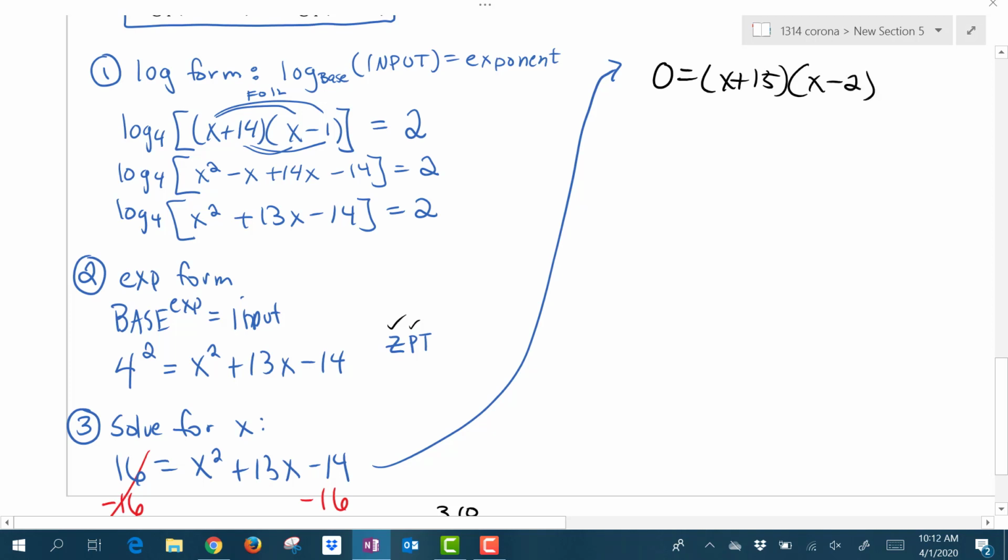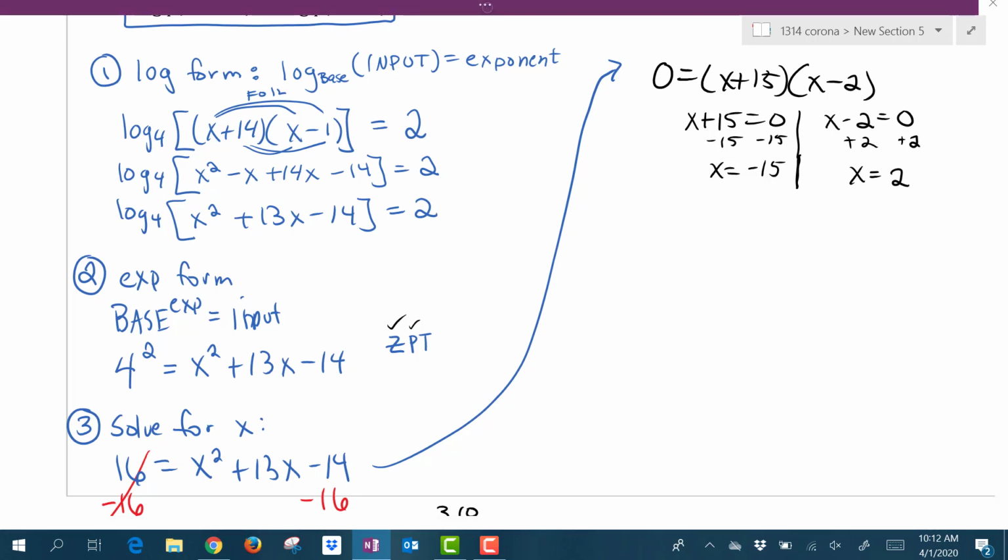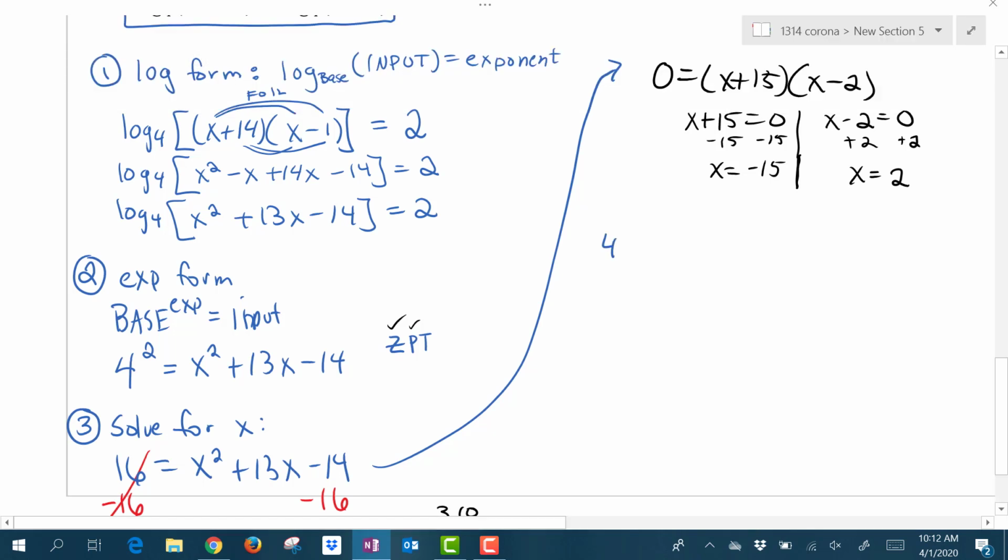Alright, and now, of course, our theorem says to set each one of those factors equal to 0 and then solve for x. So minus 15 on both sides, we get x equals negative 15. Plus 2 on both sides, we get x equals a positive 2. So again, I like this problem because you need to check your answers. And it's important that when you solve a log equation, you check your answers in the original equation.